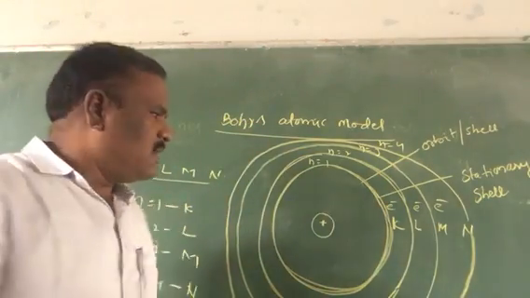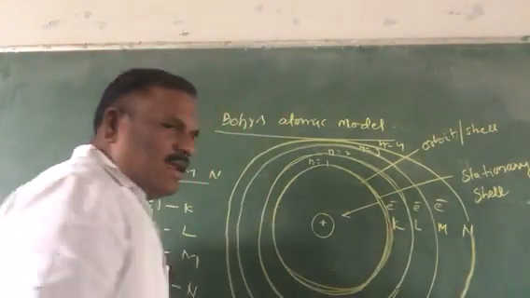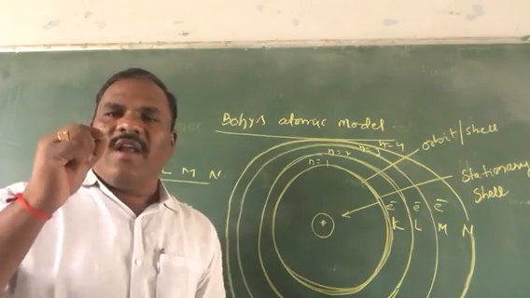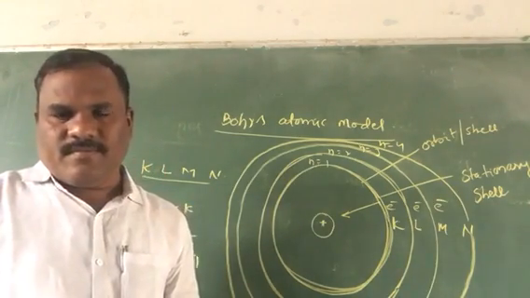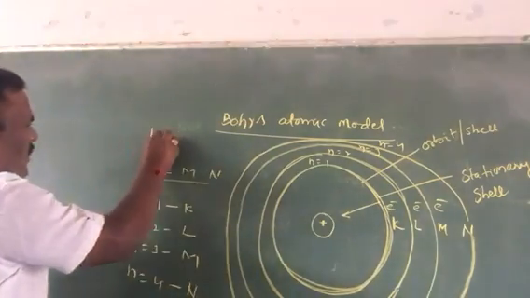And once again, the shell which is very close to the nucleus is called the least energy shell, or the one with the least energy. So here, which is the least energy shell?